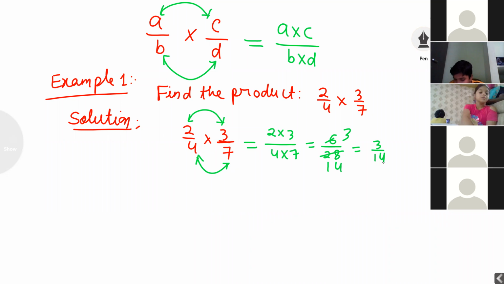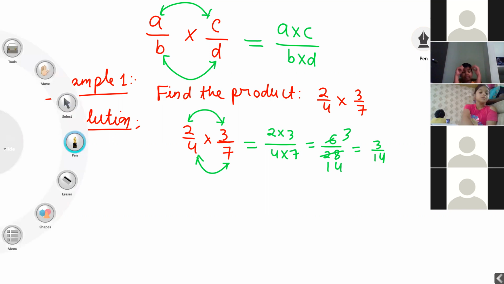Students, again I'm repeating, in the case of multiplication, we will never do cross multiplication. Simply I multiply numerator by numerator and denominator by denominator. In the case of addition and subtraction, we can do cross multiplication or take the LCM concept. But in the case of multiplication, always I will multiply numerator by numerator and denominator by denominator.